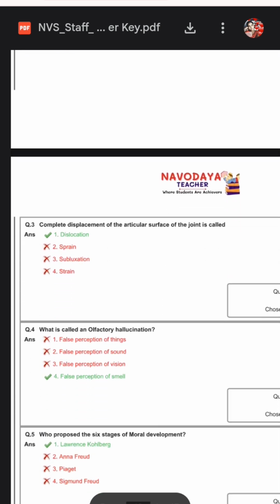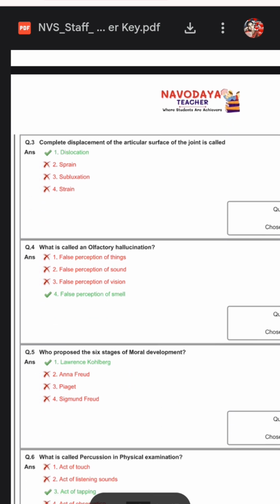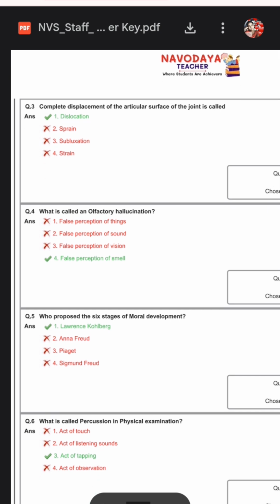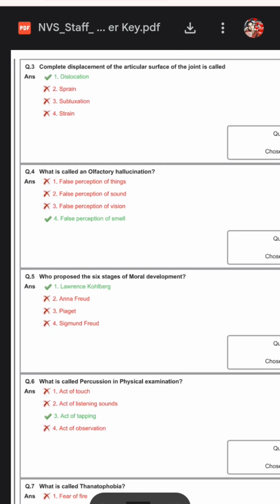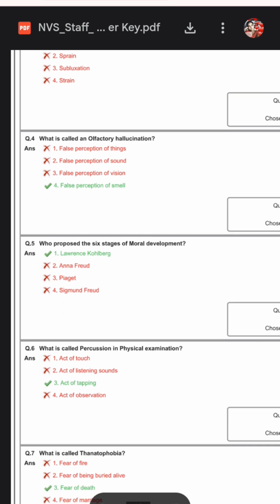Complete displacement of the articular surface of the joint is called dislocation. Dislocation means complete displacement of the articular surface of the joint. Complete displacement of the articular surface of a joint is called dislocation. What is called an olfactory hallucination? Olfactory hallucination means false perception of smell.